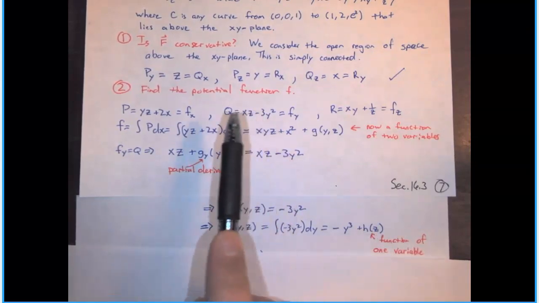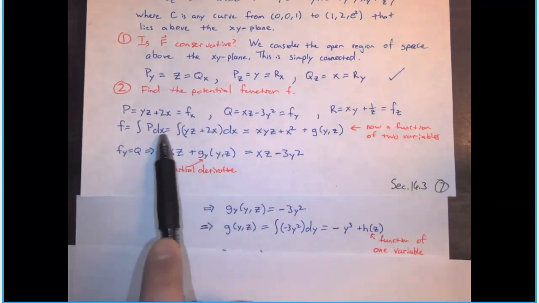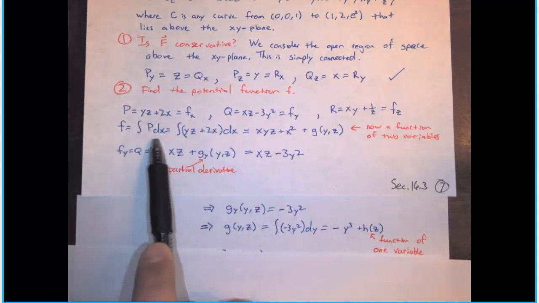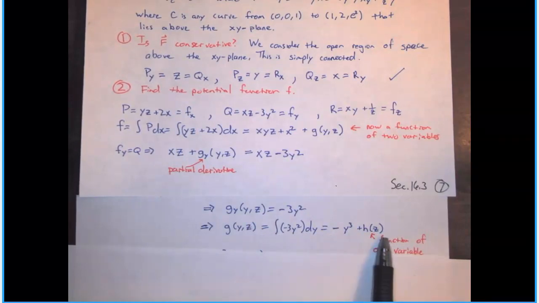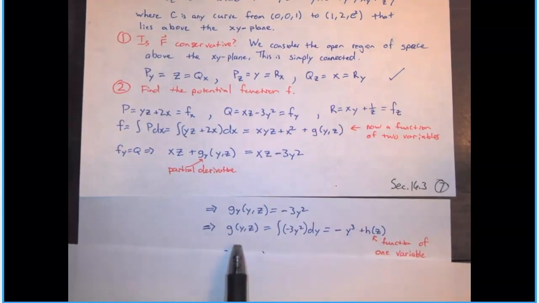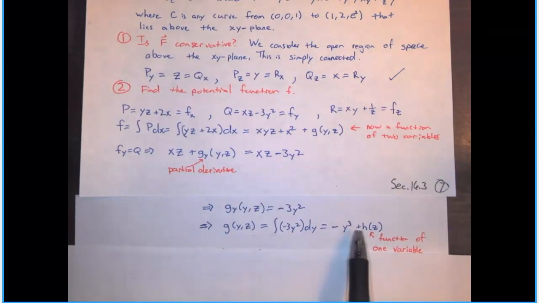Because all of the x's have already been taken care of in this step. This step recovers any term that could possibly have an x in it. Now what I'm doing in this step is recovering any term that could possibly have a y in it. So now all that I could be missing are terms with z's or constants. Okay, so now I've solved for this function of two variables. I'm left with this one term plus a function of one variable.